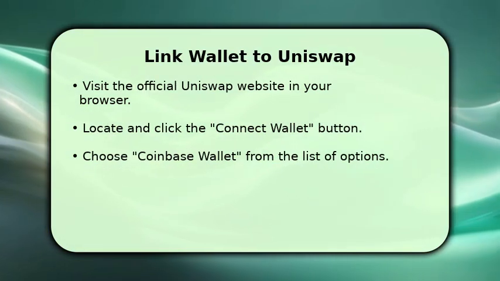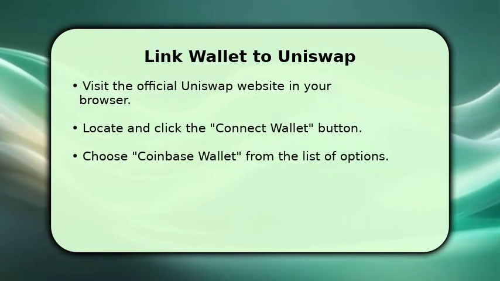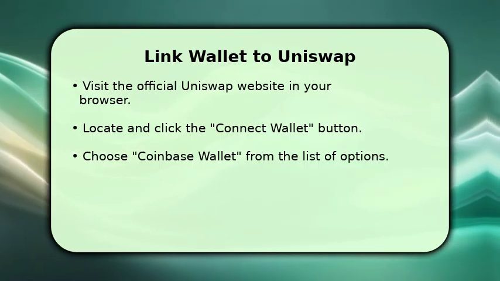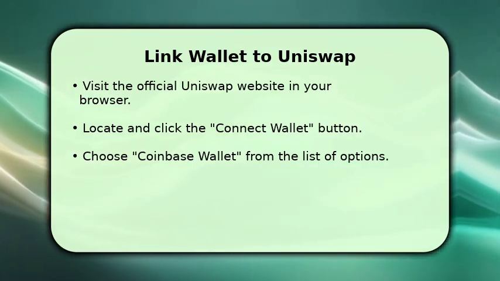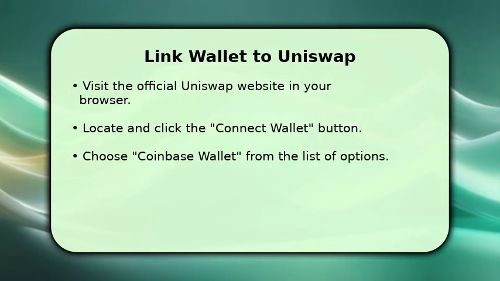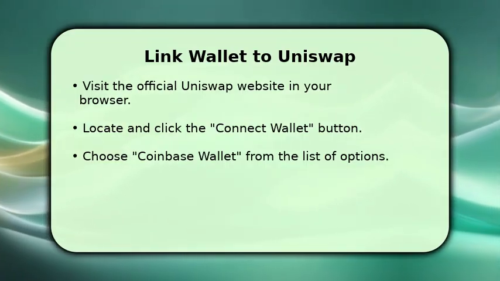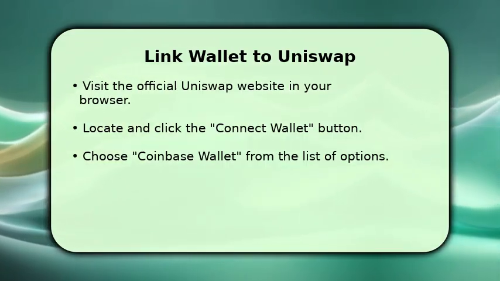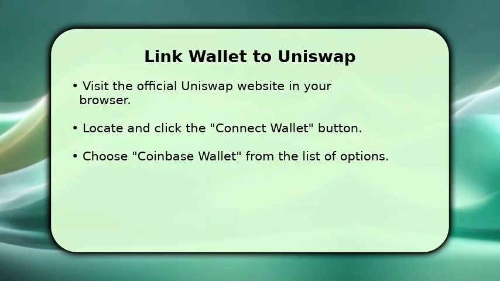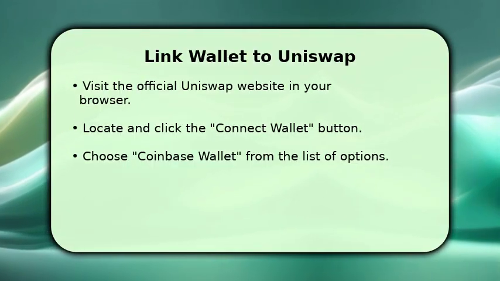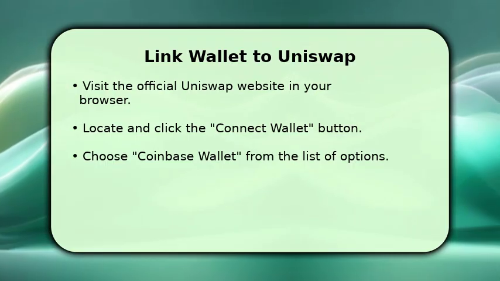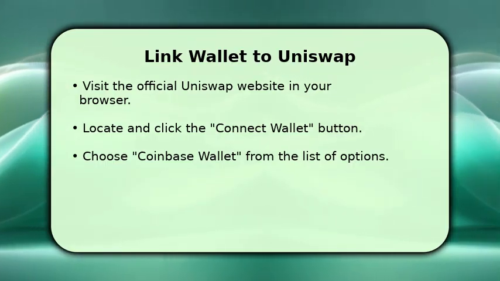Now, navigate to the official Uniswap website in your web browser. Look for the Connect Wallet button, usually found in the top right corner of the page. Click this button, and a list of wallet options will appear. Select Coinbase Wallet from this list. Your browser extension will then prompt you to confirm the connection, allowing Uniswap to interact with your wallet securely.